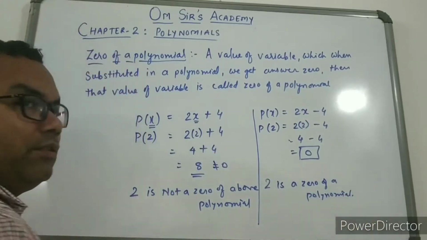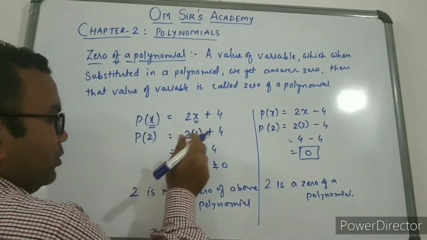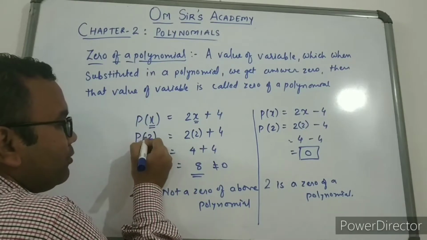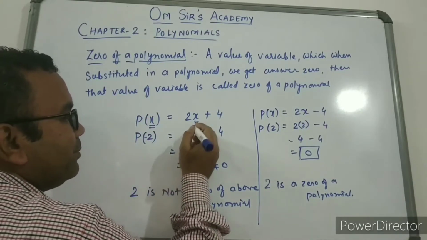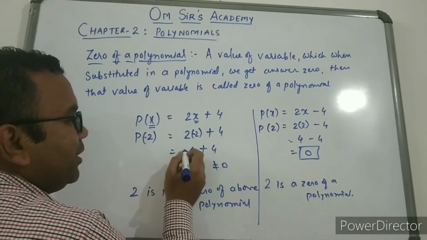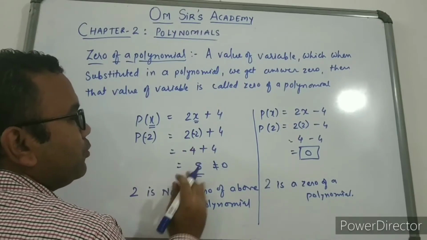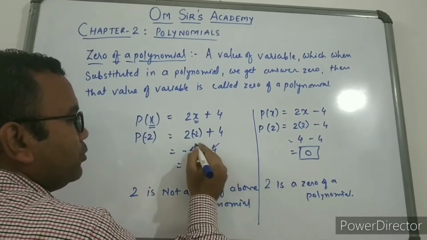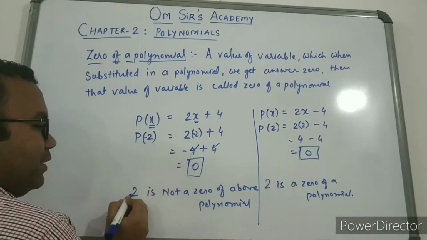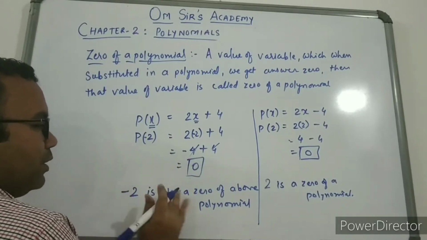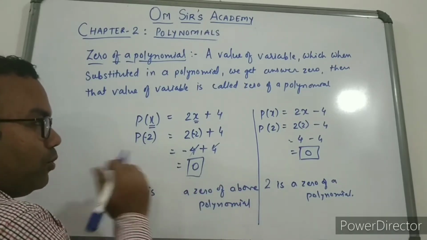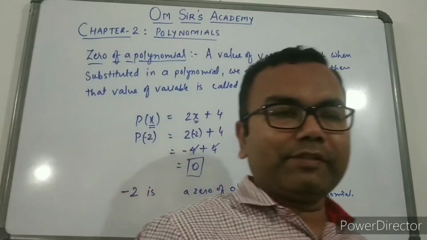Is it right, friends? Now in the previous case, if I put the value minus 2 instead of 2, what will it be? Here instead of x it will be minus 2, and here it will become minus 4. So minus 4 plus 4 will become 0. Then we can say in the previous case that not 2 but minus 2 is a zero of the above polynomial. So hope friends, what is a zero of a polynomial is very clear.